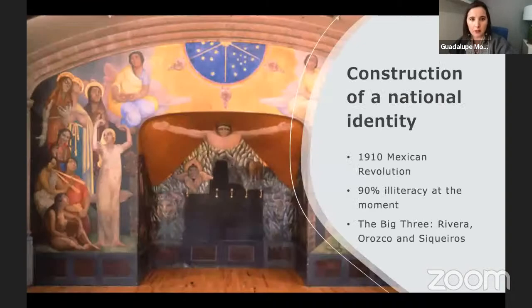And please let me go back to that slide, this mural that you can see here. It is in this school, now the former school of San Ildefonso, that serves as an exhibition space. Maybe you cannot perceive it, but this is the stage. It's a beautiful mural. It was called The Creation, and it was painted by Diego Rivera in 1922 and 1923.